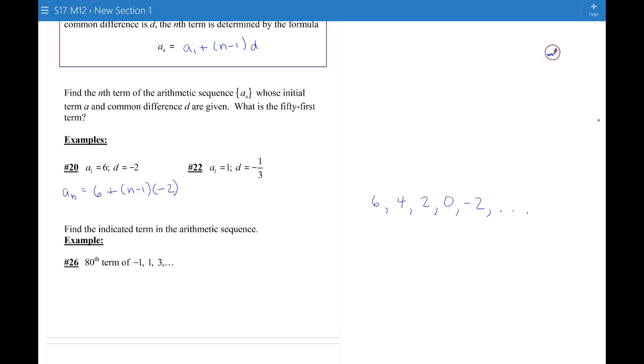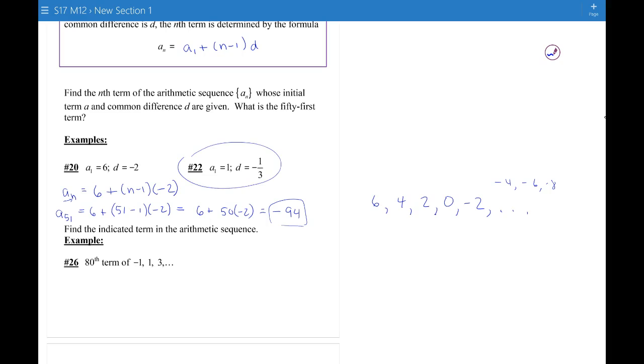So then they want us to find the 51st term. So we're going to use good notation and tell the reader what we're doing. I'm finding the 51st term. So see where the n is here. Now the n needs to be 51. And I'm going to have 6 plus 50 times negative 2. So that looks like 6 minus 100, or negative 94. So this will be the 51st term, and yay that I don't have to keep going up to 51. I have a formula that will tell me what the 51st term is.